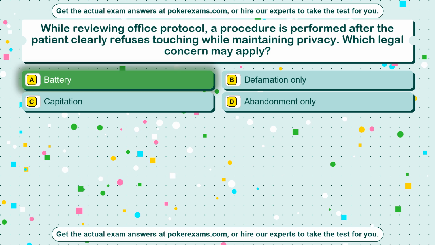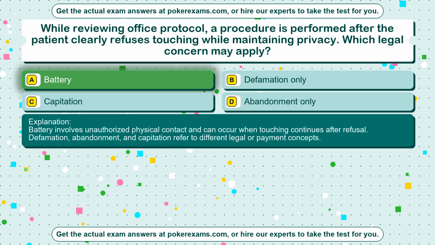The correct answer is option A, battery. Battery involves unauthorized physical contact and can occur when touching continues after refusal. Defamation, abandonment, and capitation refer to different legal or payment concepts.